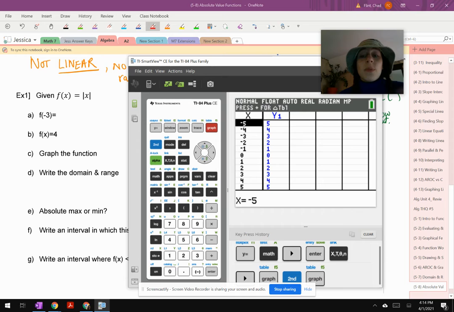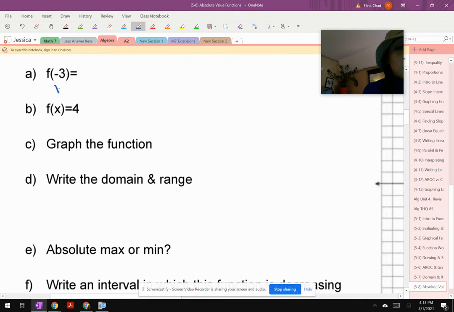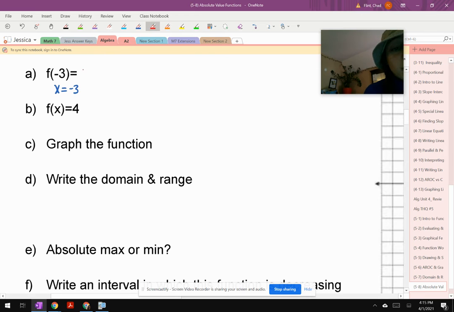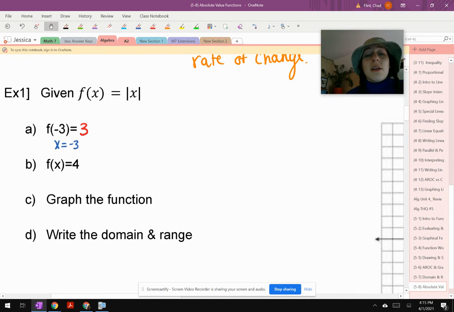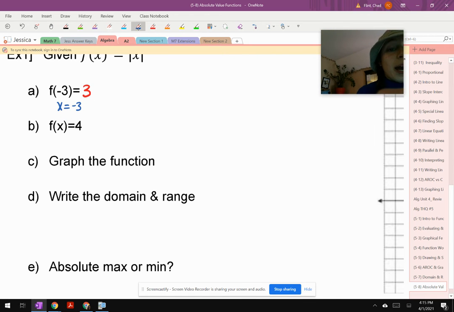I'm going to go to the table. This first part is asking me to find f of negative 3. Well, in this situation, the negative 3 is the x part. So f of negative 3, they're asking what's the y value when x is negative 3. And according to my table, when x is negative 3, y is positive 3. So f of negative 3 is equal to 3. And that makes sense because if I plug in negative 3 for x, the absolute value of negative 3 is 3.